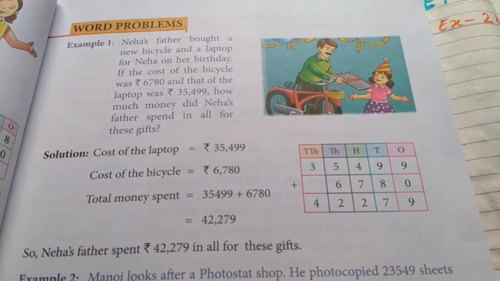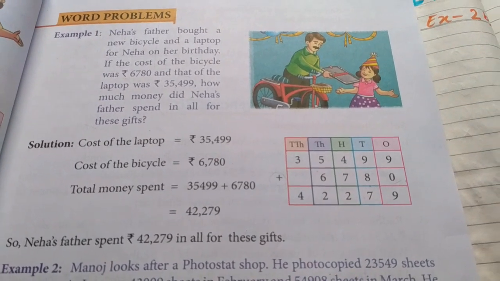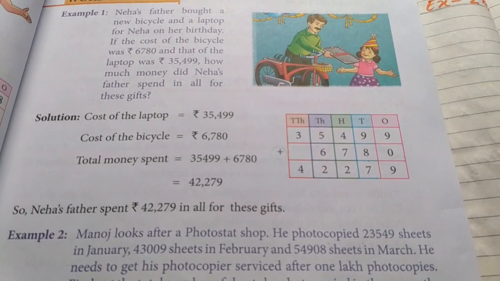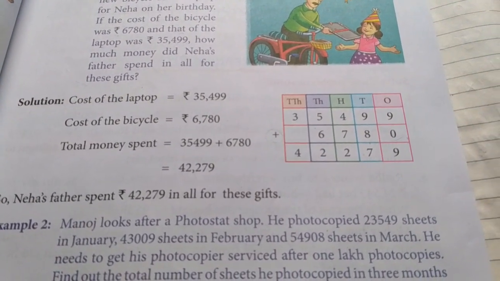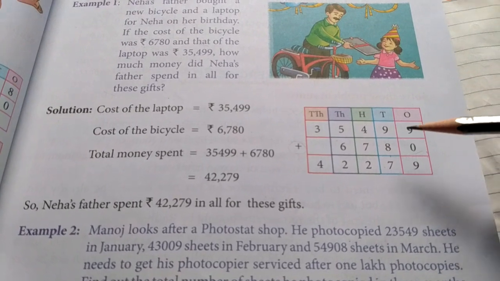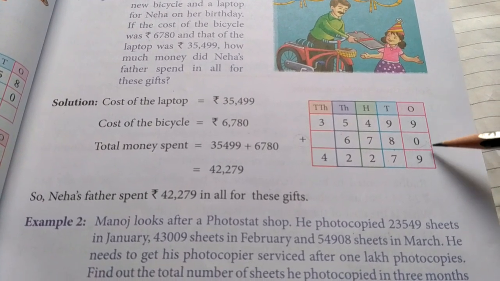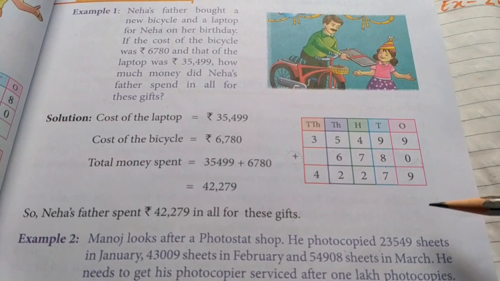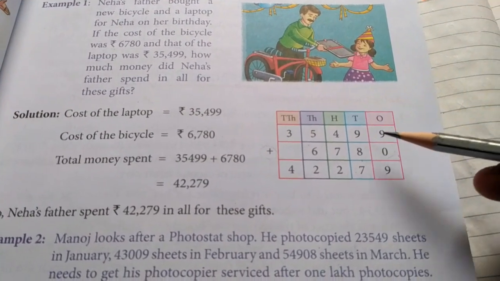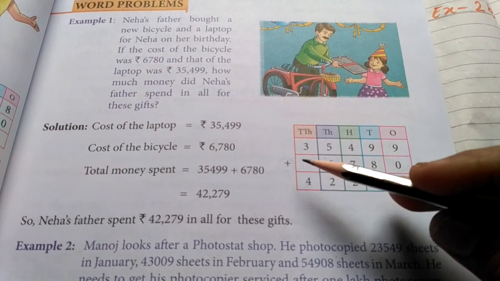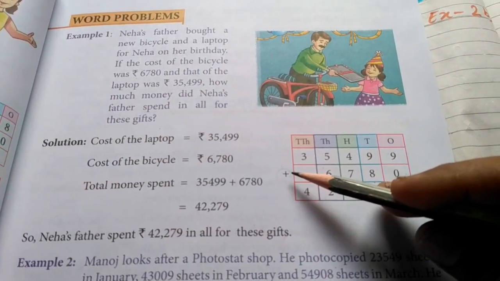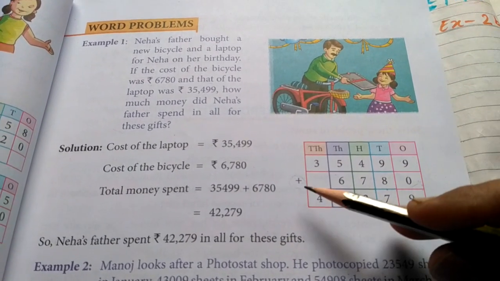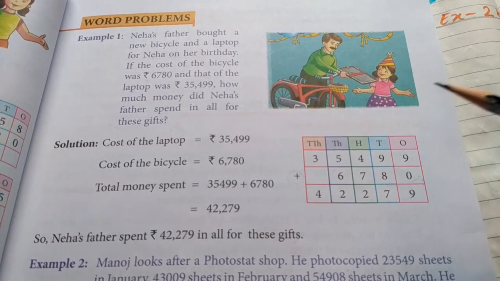For one item, he has spent 35,499. For another gift, he has spent 6,780. Now the question is asking us to calculate the total cost. So by adding both these individual prices, these separate prices, we can find out the total price her daddy has spent on the birthday gifts. So now let's add it up. The plus sign is here. You have to put the mathematical operation signs also while solving the problems. This sign is also important to write over here.